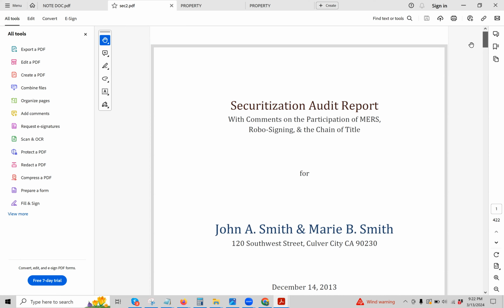Okay, and as you can see here in the first example, this is an example of a securitization audit report. There are different variations and different styles. Keep that in mind. The popular style nowadays is the ones with the screenshots in a certain flow. However, this is also a really good variation of the report.